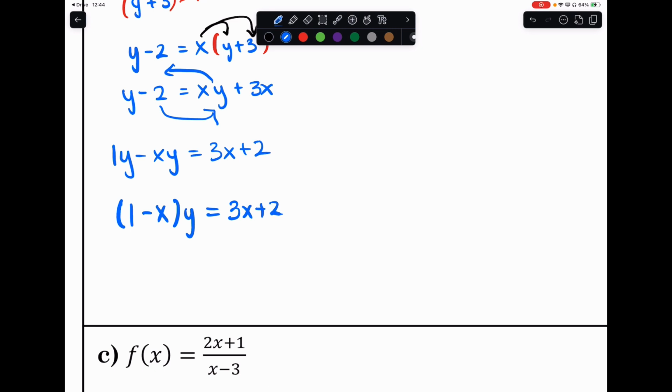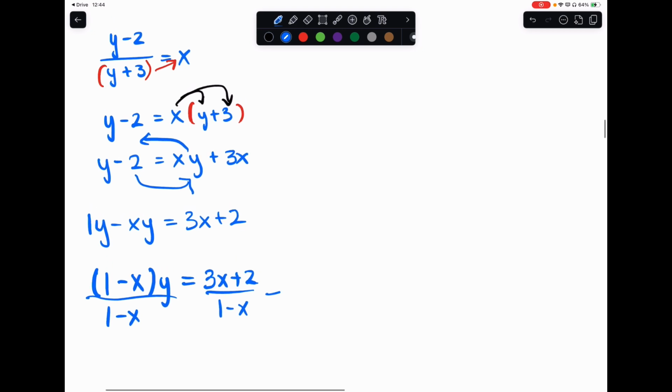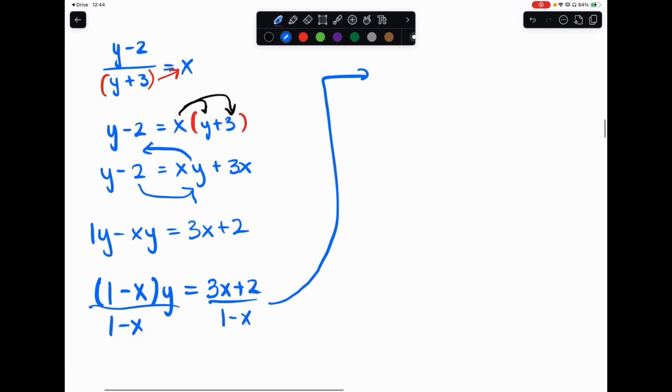And by doing that, I can now do the same thing that I do with any equation where I'm multiplying the y value with a coefficient. Since these are being multiplied, I'm going to divide both sides by that coefficient of 1 minus x. So let me write this over here. Let me continue over here. This is going to simplify out, and I'm going to get that y equals 3x plus 2 over 1 minus x.